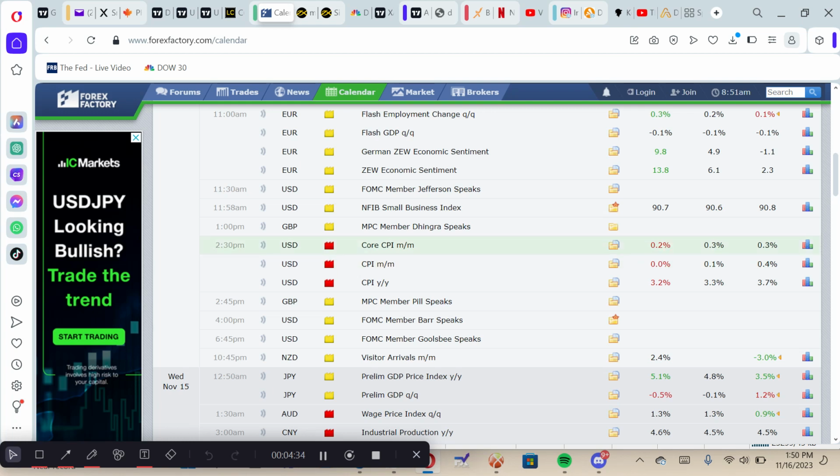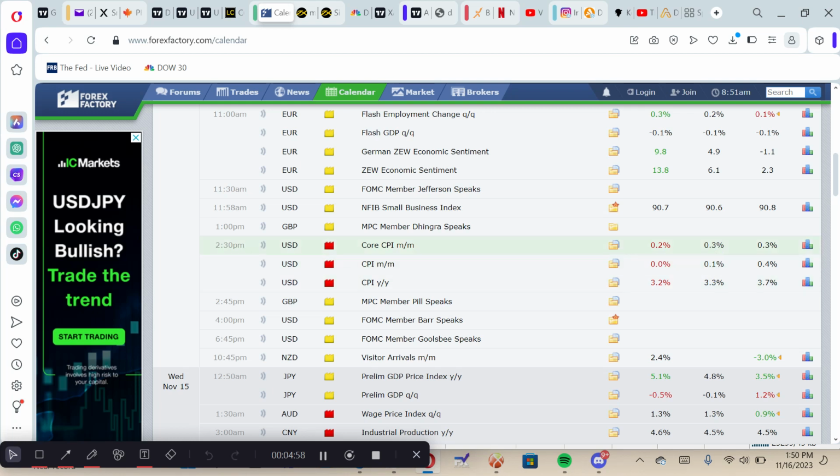So now, looking at the forecast, the first one, the forecast is the same as the previous. This one, the forecast is lower than the previous. This one, the forecast is lower than the previous. So ultimately, the news for that time is bad for the US dollar.